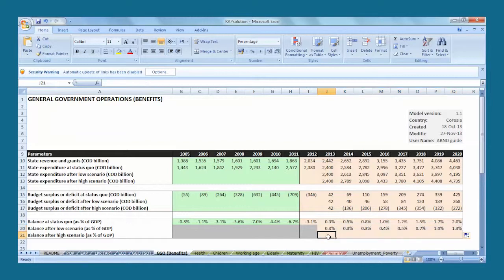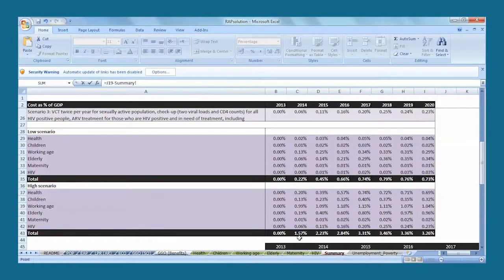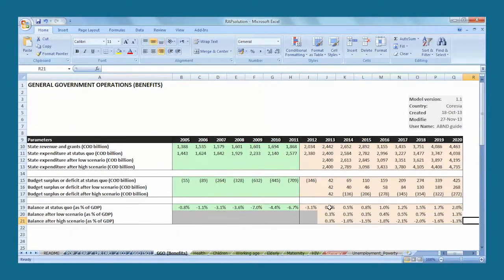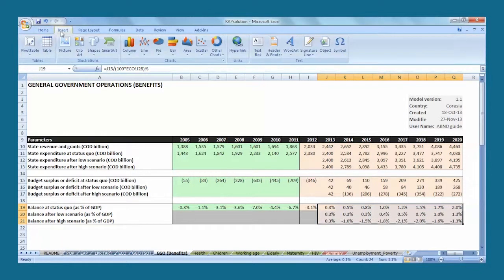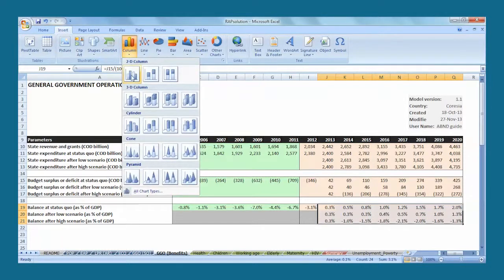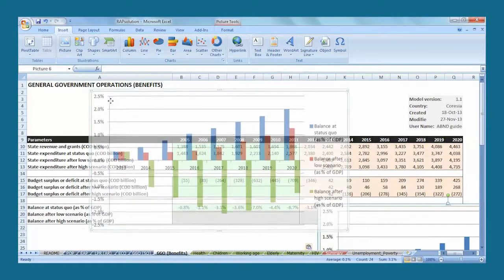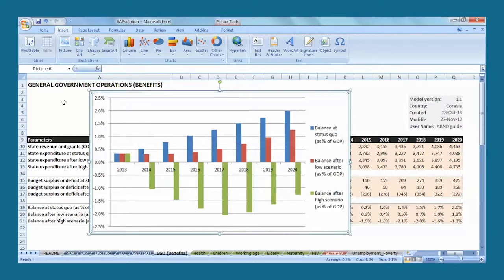Likewise, we subtract the cost of the total high scenario from the balance at status quo. This gives us the balance as a percentage of GDP, assuming that the total high scenario is implemented. This data can be represented as a graphical chart for better understanding. This concludes the tutorial on the Rapid Assessment Protocol.